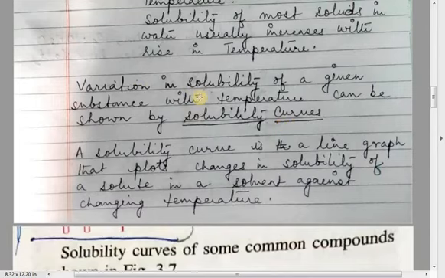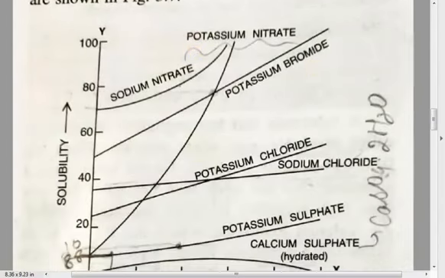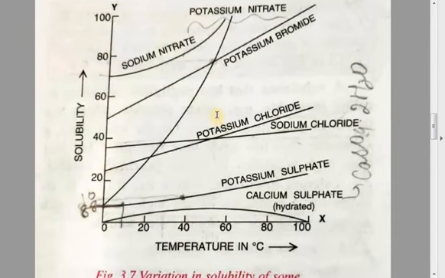Now the variation in solubility of a given substance with temperature can be shown by solubility curves. So what is a solubility curve? A solubility curve is a line graph that plots changes in solubility of a solute in a solvent against changing temperature. We will see this. On the y-axis or ordinate, solubility is plotted, and along the abscissa or x-axis, temperature is plotted. Temperature is shown in degrees Celsius.